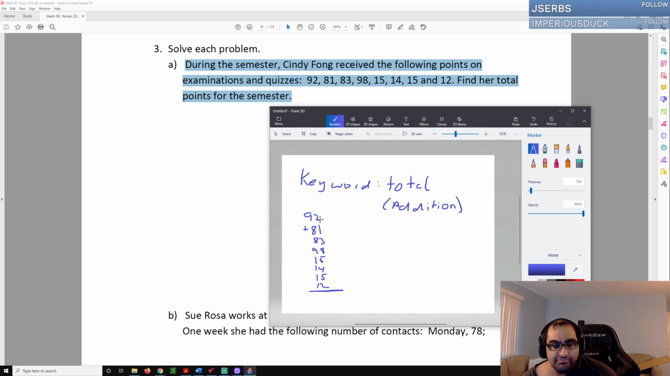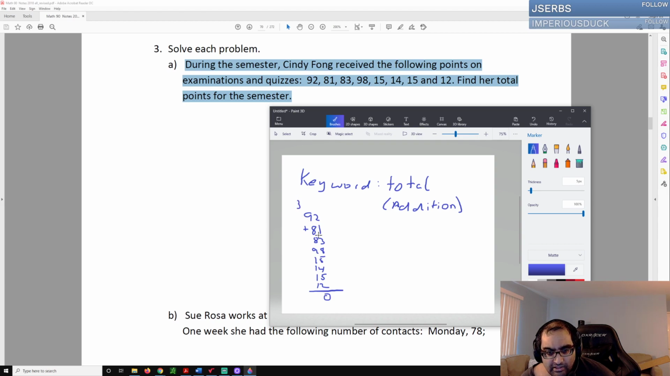All right, so again, just go slow. Go one step at a time. No need to add all the numbers at the same time. So we got 2 plus 1 is 3. 3 plus 3 is 6. 6 plus 8 is 14. 14 plus 5 is 19. 19 plus 4 is 23. 23 plus 5 is 28. And 28 plus 2 is 30.